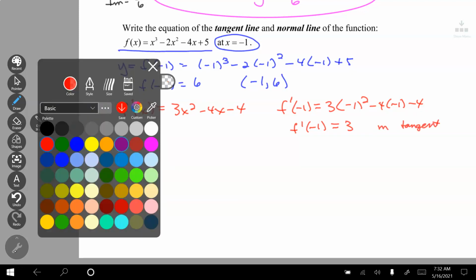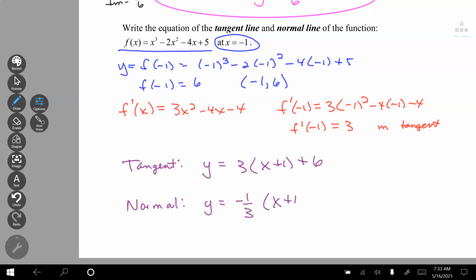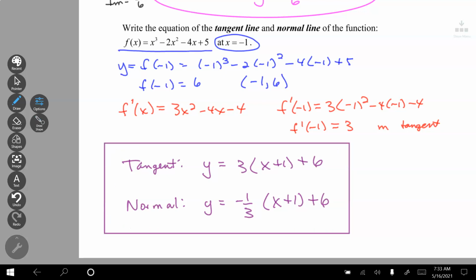So when I want to write my equations, my tangent line equation is going to be y equals 3(x plus 1) plus 6. And my normal is going to be very similar: y equals, but now negative 1/3, perpendicular, (x plus 1) plus 6. And those are my two equations that I'm looking for.